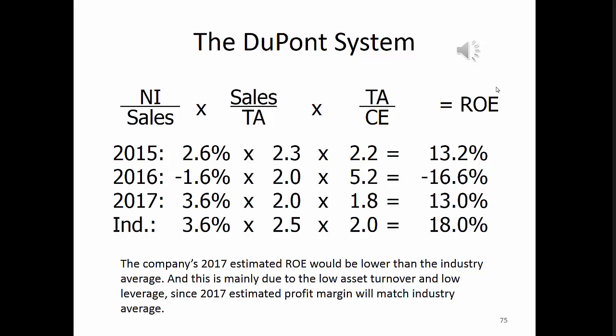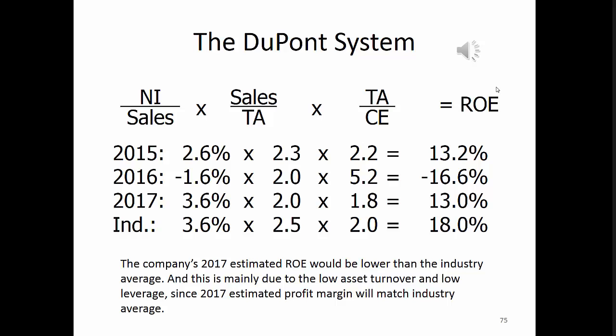We see that the company's 2017 estimated ROE is 13%. That's actually lower than the industry average of 18%. And that is mainly due to the low asset turnover and low leverage ratio, because in 2017 the asset turnover is 2 compared to the industry average of 2.5, and the leverage, or say the equity multiplier, is 1.8 compared to the industry average of 2.